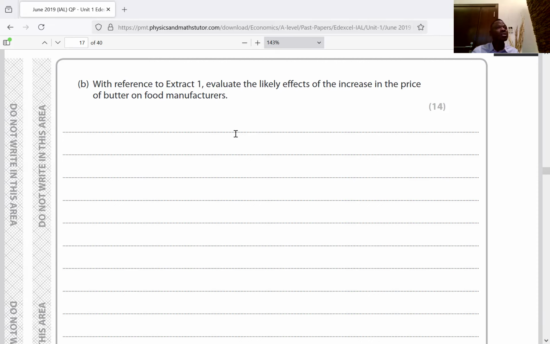The high cost may be passed on to customers as a high price, which may in turn reduce the revenue for food manufacturers. So, based on the fact that the cost is increasing, food manufacturers have to increase their price. They pass it on. We call it cost push inflation. They pass it on to consumers. Consumers might stop buying, and that reduces the revenue made by the firms. We're talking about the impacts. We are evaluating the impact of a high cost or a high price of butter on food manufacturers.